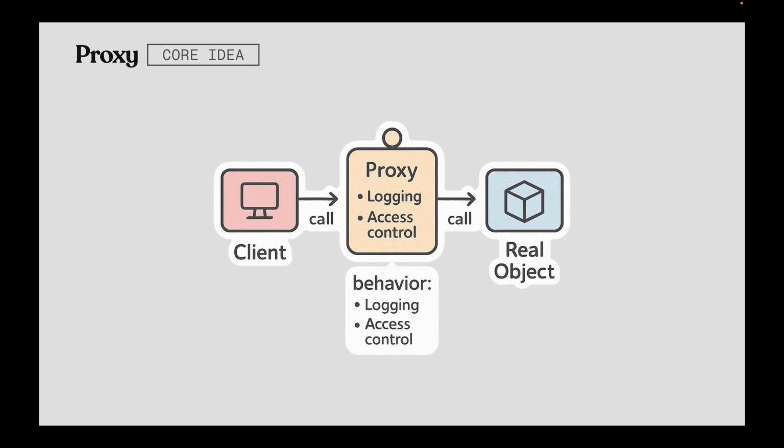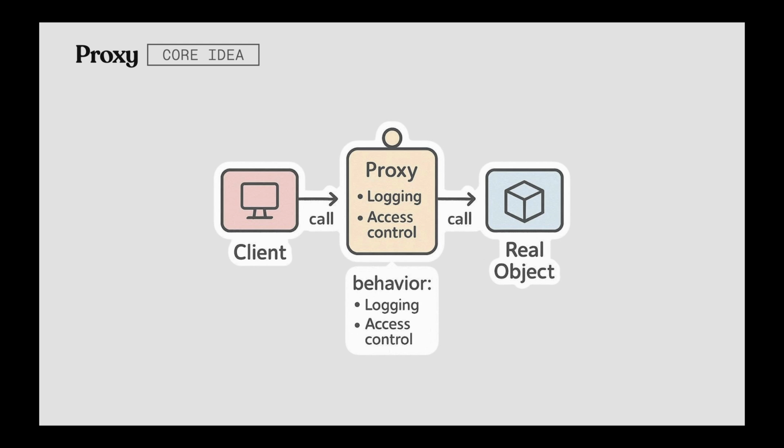The core idea is simple. The proxy sits between the client and the real object. It intercepts method calls, optionally performs some additional logic, and then delegates the call to the real object. That additional logic could be anything: validation, logging, caching, lazy loading, or access control.